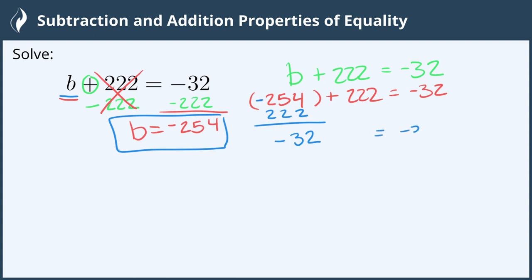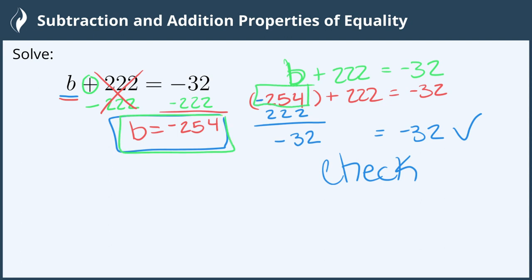Negative 32 does in fact equal negative 32, so it checks out that the number that we substituted in for b here is correct and is our answer. So b does in fact equal negative 254, and we're all done.